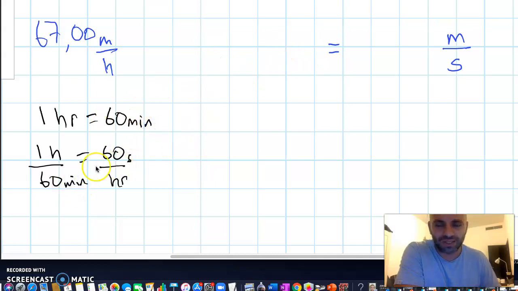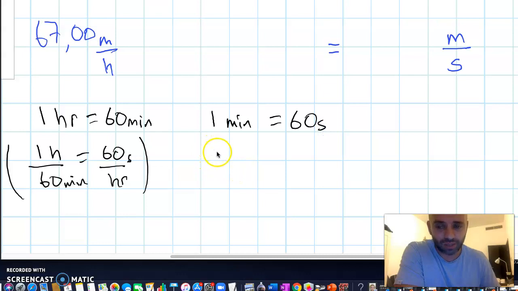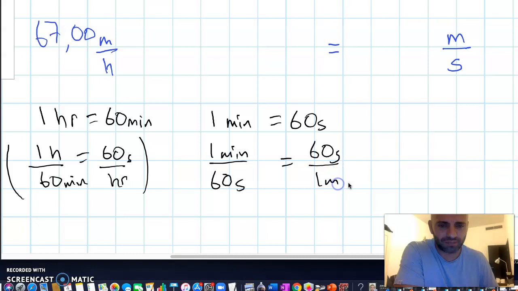So I know I want to get seconds in my answer, so I know I'm not done with that. I'm going to need to go from minutes to seconds. So I know I have 1 minute. It's going to be equal to 60 seconds. And again, this will give us two conversion factors. 1 minute divided by 60 seconds, and that's also equal to 60 seconds divided by 1 minute. Okay.